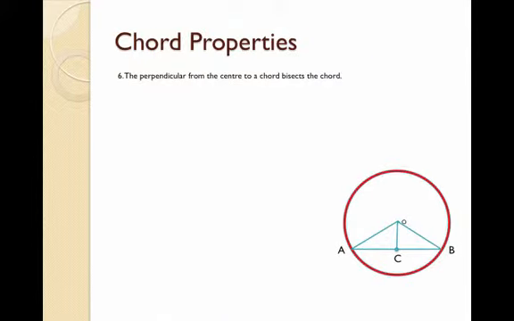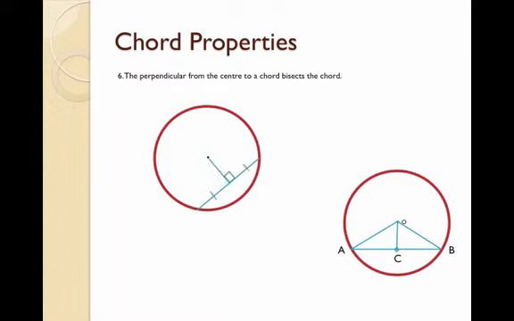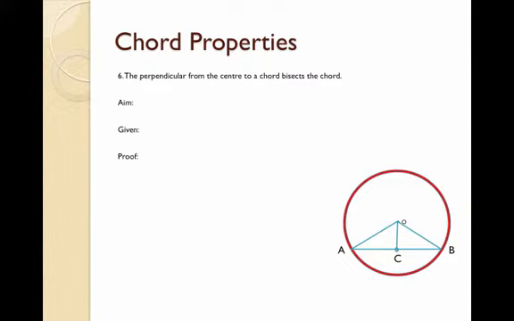This video is about Theorem 6, which states that the perpendicular from the center of a circle to a chord bisects the chord. This means if we have a chord and we draw a line that meets the chord at right angles, the chord will be cut in half. Here's the proof. We want to prove that the perpendicular cuts the chord in half. That means that AC is equal to BC. We know that AB is a chord and C is a point such that OC is perpendicular to AB.